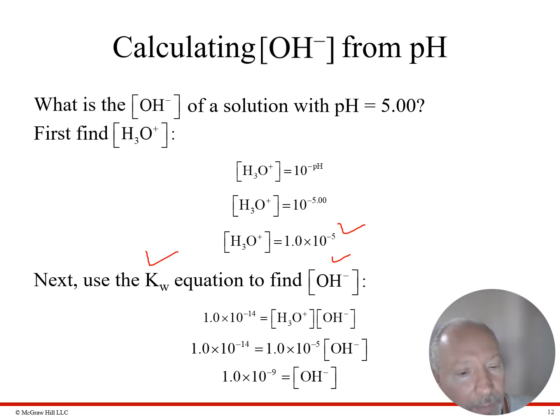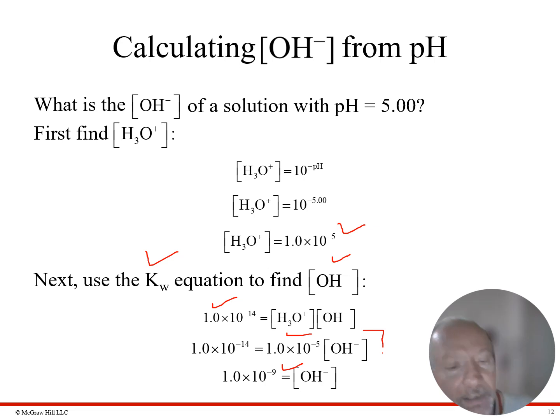This is just an algebra problem. We set Kw equal to the product of the hydronium concentration times the hydroxide concentration. We put in 1.0 times 10 to the negative fifth for the proton concentration, and we need to solve for the hydroxide. Since the pH is 5, we know the hydronium cation concentration is going to be greater than the hydroxide concentration. That's exactly what we find. It's 1.0 times 10 to the negative 9th.